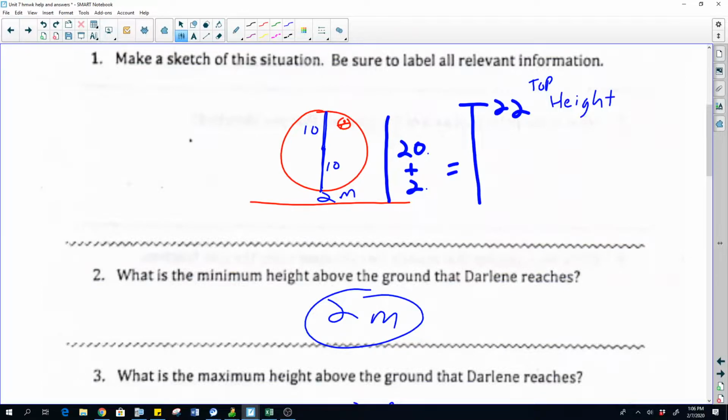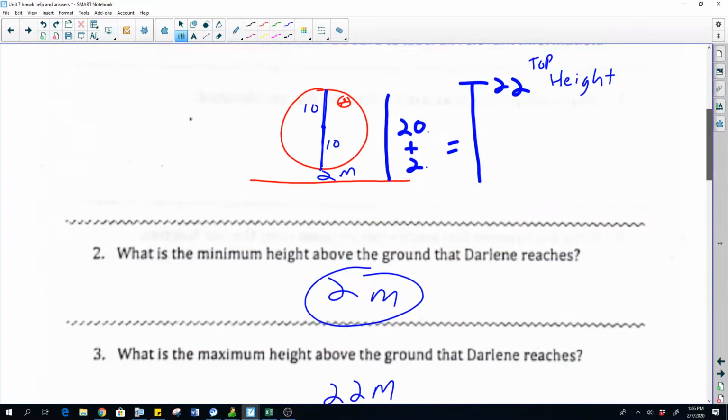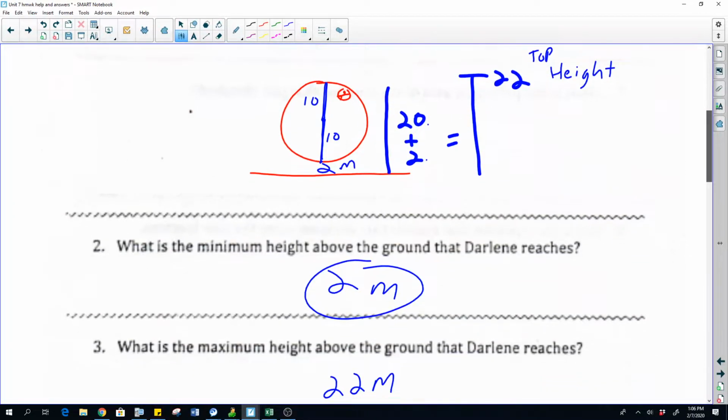And so then the minimum is going to be 2 meters because that's just this distance here. And then what is the maximum height above the ground? Again, 10 plus 10 is 20, plus 2 is 22.